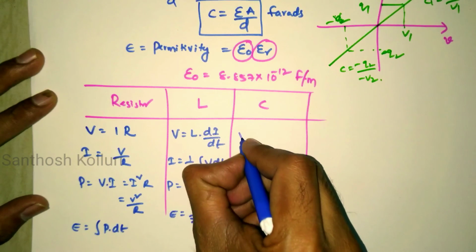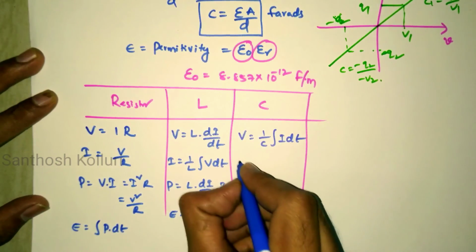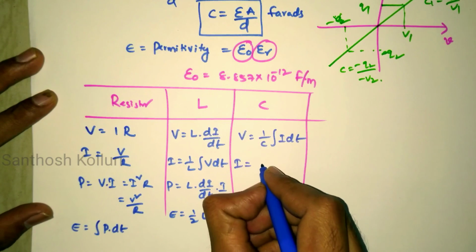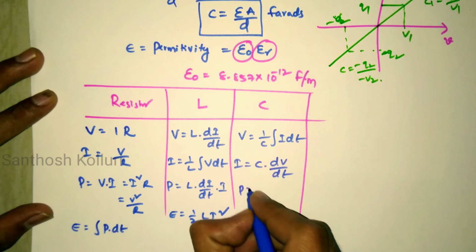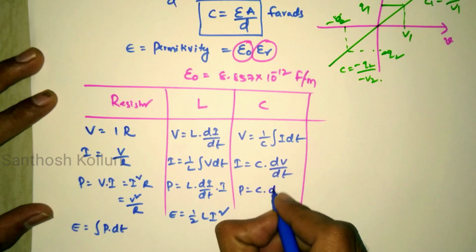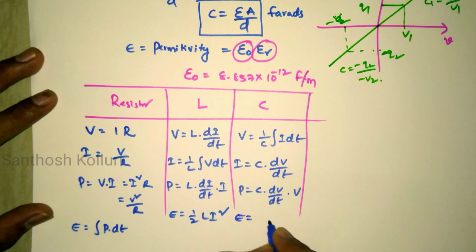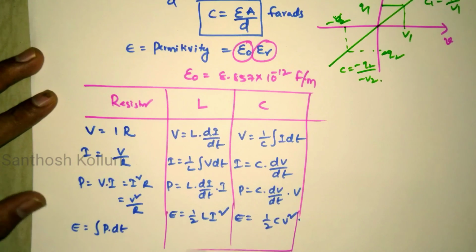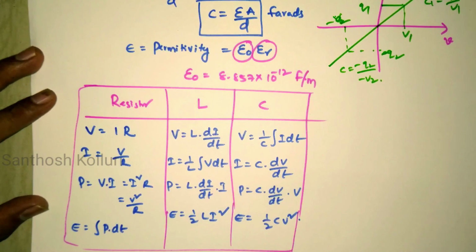Similarly, for the capacitor, V is equal to 1 by C into the integration of I dt, I is equal to C into dV by dt, power is equal to C into dV by dt into V, and the energy stored in the capacitor is half CV square. So these are the 6 formulas. These are the formulas for voltage, current, power and energy for different passive elements.